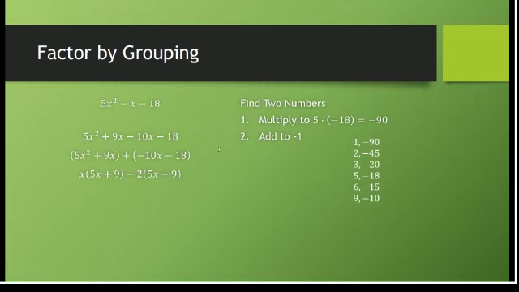If you found the 2 numbers correctly from the step before, then these 2 factors should be the same. Notice they are. 5x plus 9 is the same. So you can pull that way out to the front, and what's left behind is x minus 2. And those are the factors here. 5x plus 9 times x minus 2. Let's do that again.